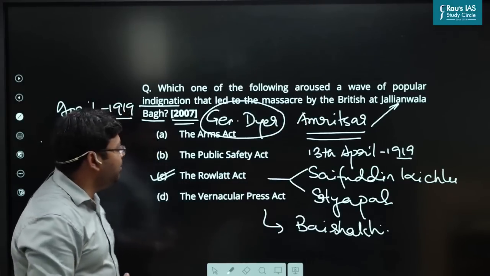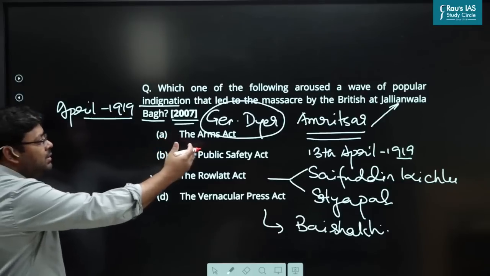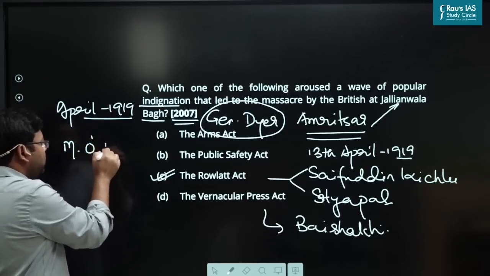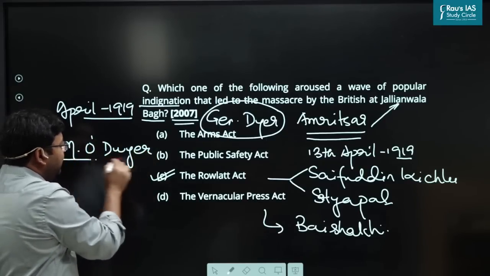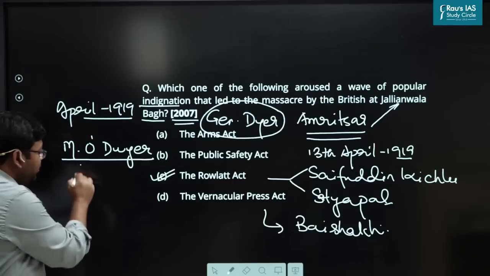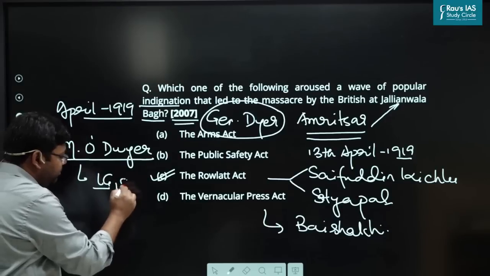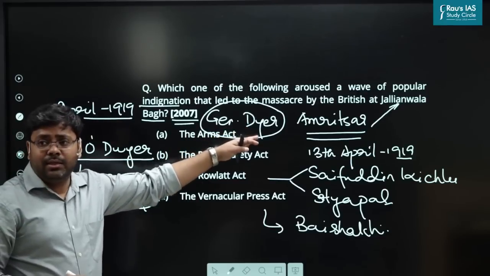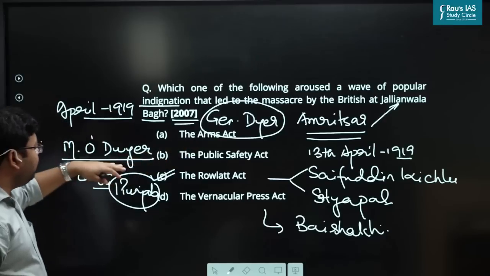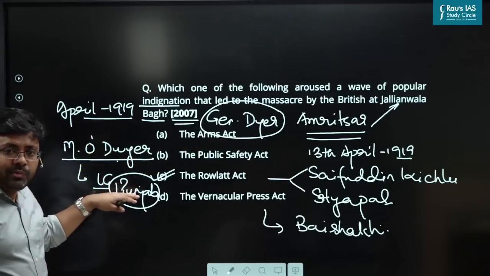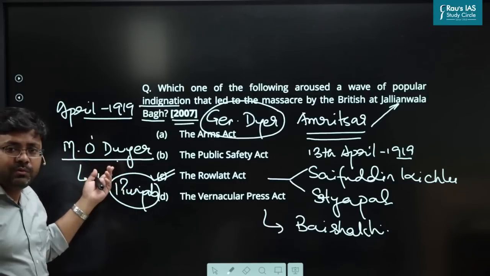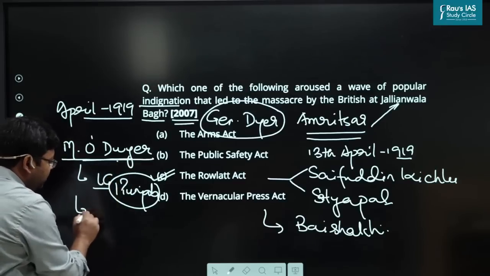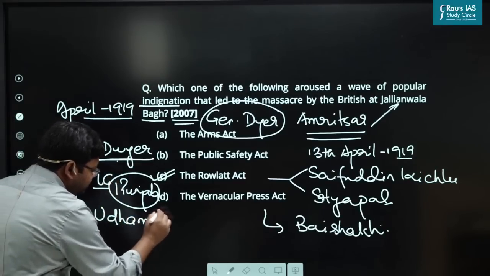Additional information that you should have: General Dyer was the person responsible for this firing, but at this time, Michael O'Dwyer was the Lieutenant Governor of Punjab. So there were two very similar names. One was Dyer, responsible for the firing. One was Michael O'Dwyer, who was the Lieutenant Governor of Punjab at that time. And certainly he was also responsible for this administrative decision. Later, Michael O'Dwyer was killed by the revolutionary Udham Singh.